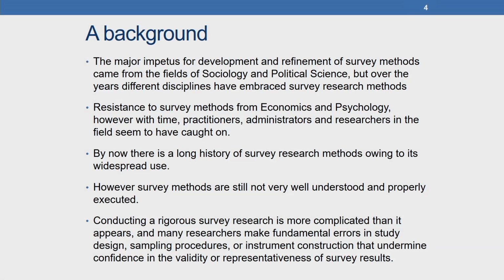However, survey methods are still not very well understood and properly executed, and that is primarily because of not understanding the technicalities with regard to survey design and sampling methods, and that is something that we will touch upon in our lesson today. Now, conducting a rigorous survey research is more complicated than it appears, and many researchers actually make very fundamental errors in study design and sampling procedures.